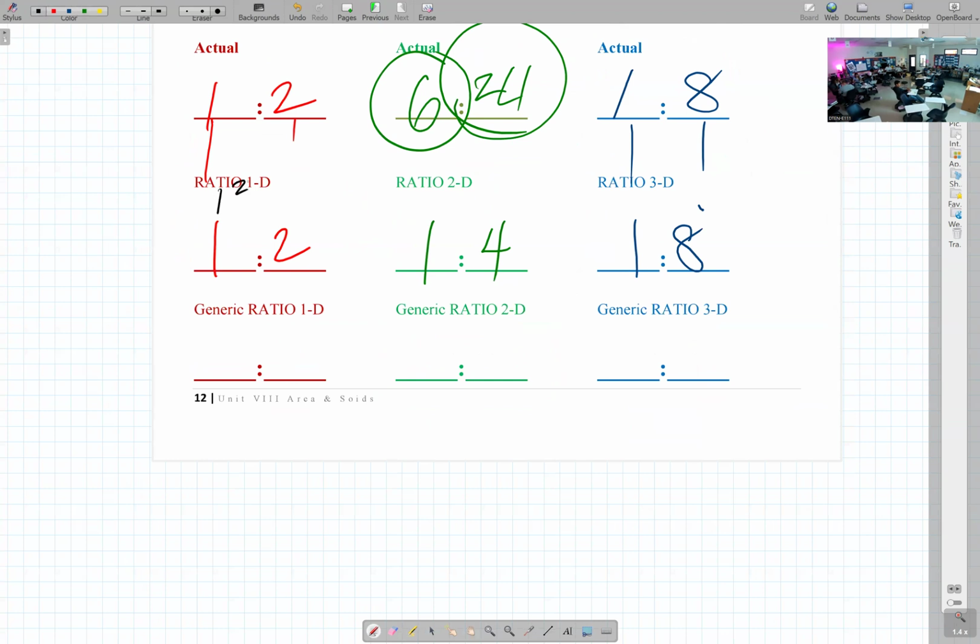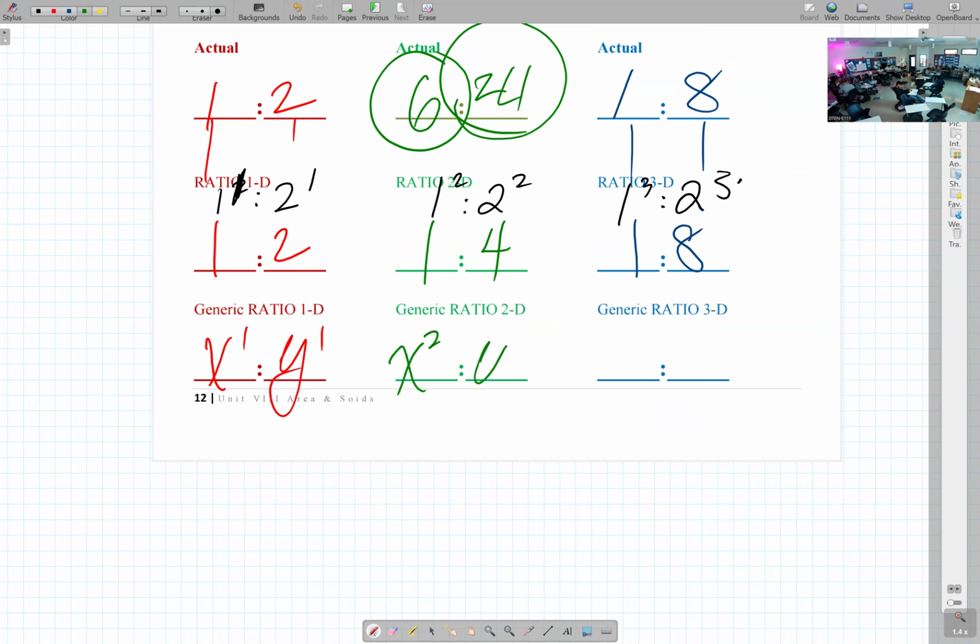This is 1 to the first, 2 to the first, 1 to the second, 2 to the second, 1 to the third, 2 to the third. Put that right above. Here's what's going on. Last night's videos, you know that when you change dimensions, you're going to change your ratios. When you change dimensions, you're going to change your ratios.